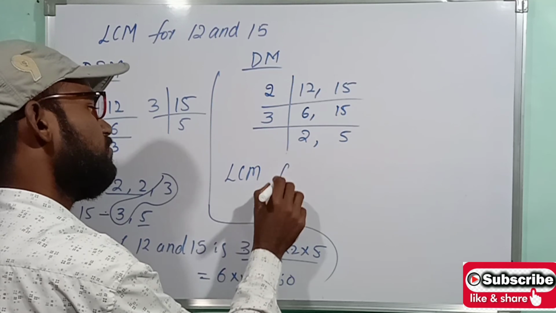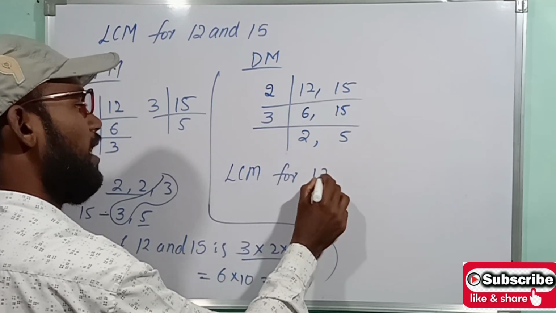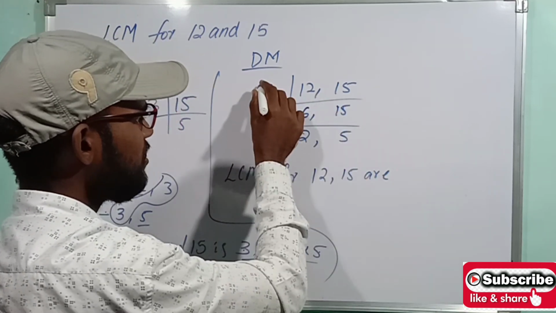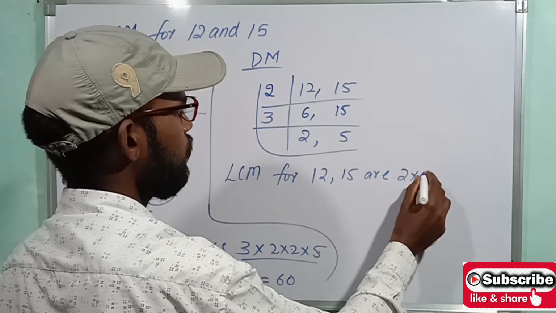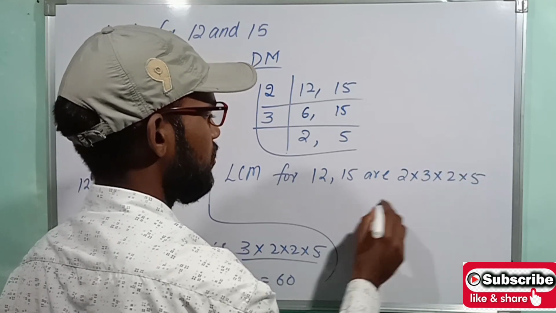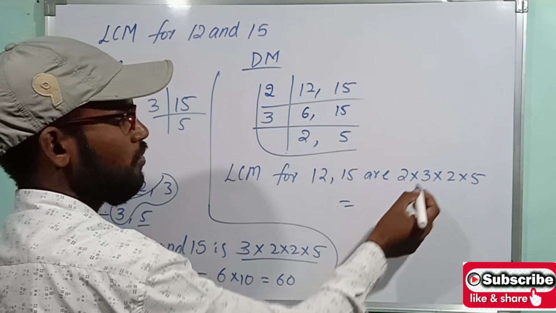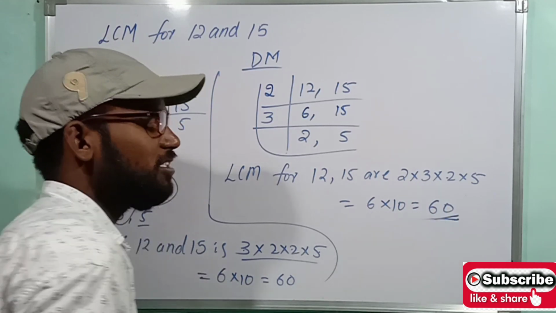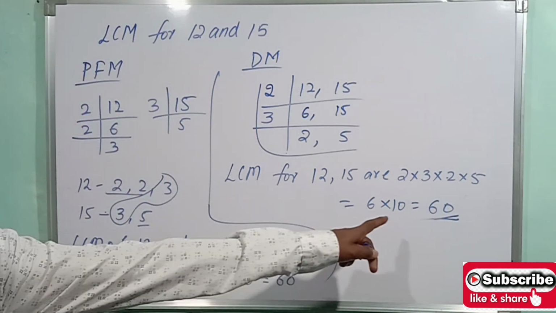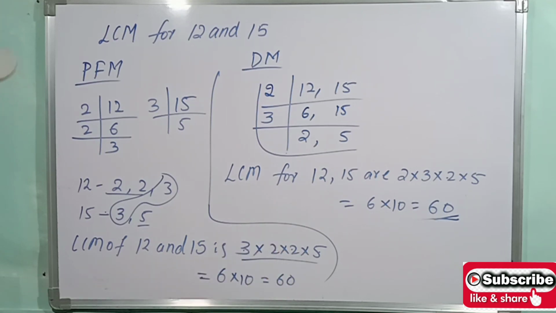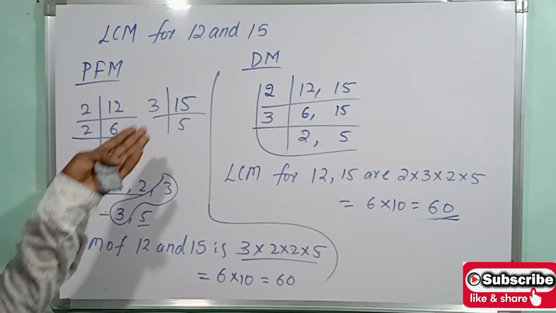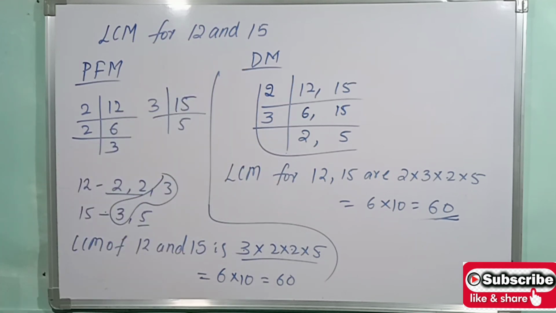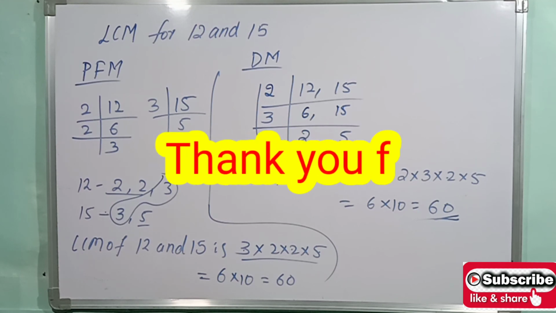Now the LCM for 12 and 15: just multiply all of this. 2 into 3 into 2 into 5. 2 3s are 6, 2 5s are 10, so 6 10s are 60. 60 is our LCM. Here also we got the same result. Whether you choose the prime factorization method or the division method, choose whichever you want. The division method is very simple, we are finding the answer very easily. The division method is suitable for this.